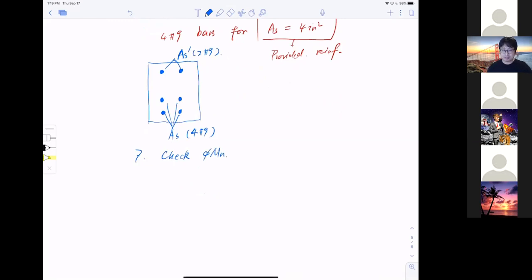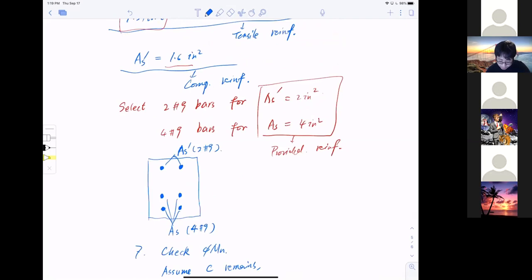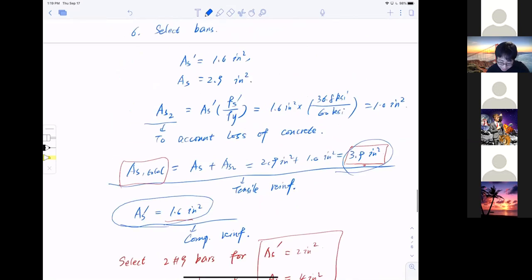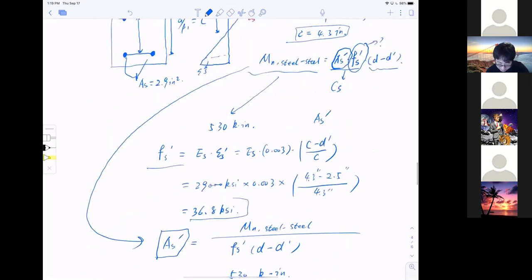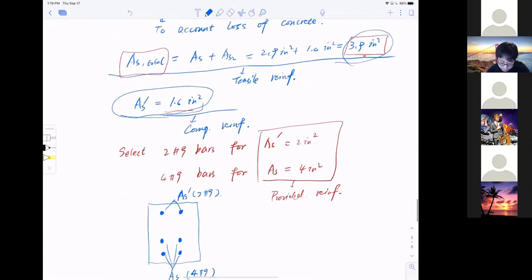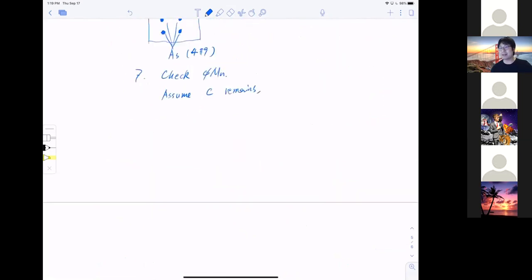Okay, I'm going to assume C, the compressive zone, remains the same. Why? Well, I'm pretty good at providing reinforcement that is very close to the design. Remember all these calculations come from the compressive zone shown here, which is 4.3 inches, and FS of 36.8 ksi. So as long as I provide reinforcement close to these values, I assume C remains constant and did not change.